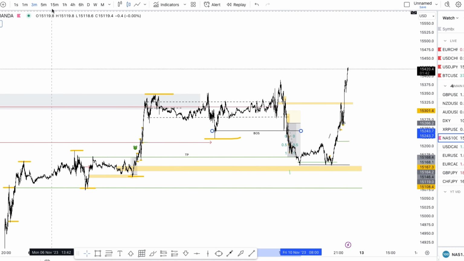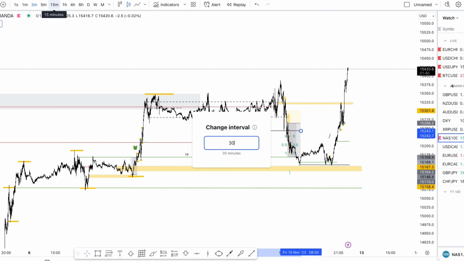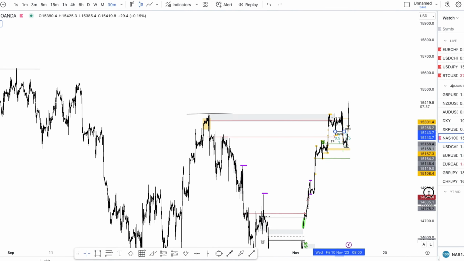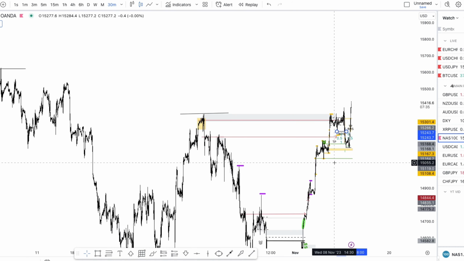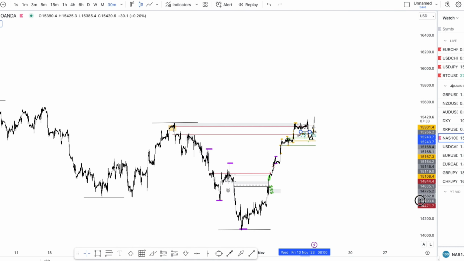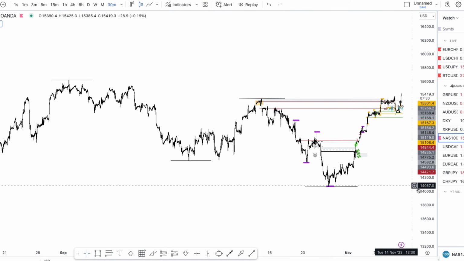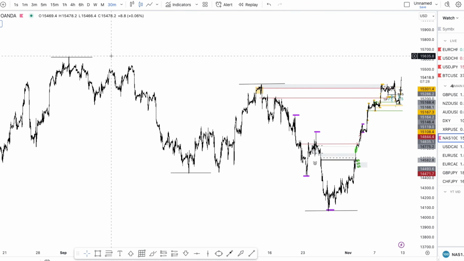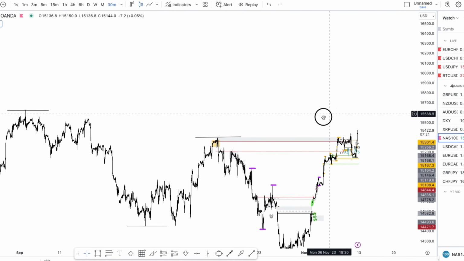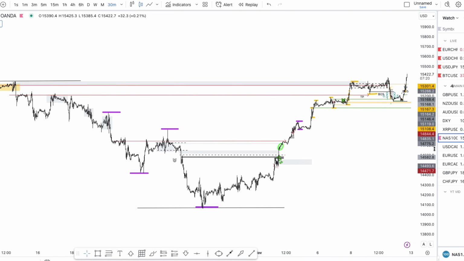So the first thing I did was notice, on the 30-minute time frame, which is what I use for my standard structure, and I zoomed all the way out, that the overall structure is downwards. So we have a high, a low, a higher low, a lower high.